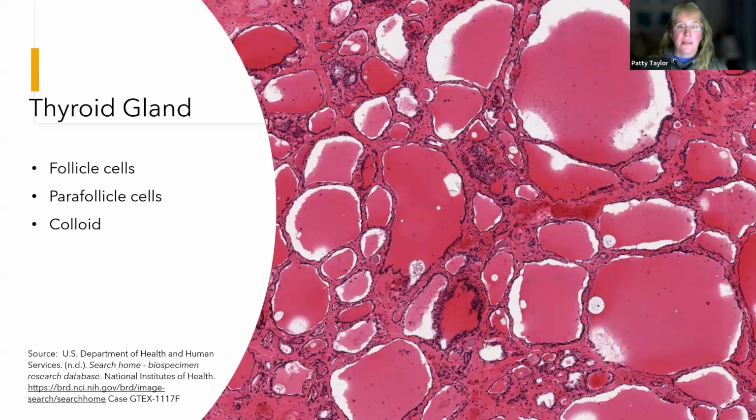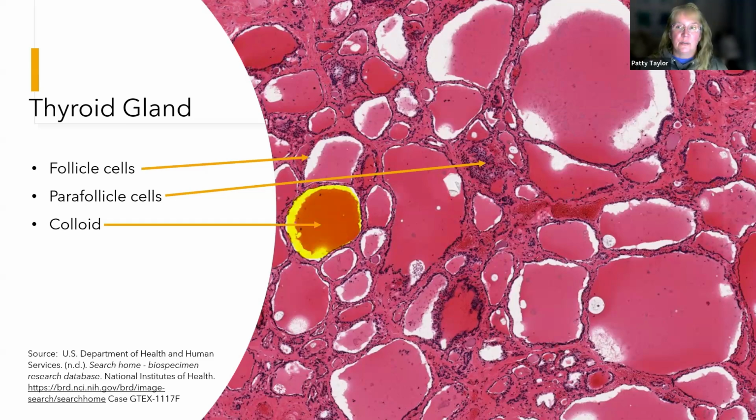So we're looking at the thyroid gland. This is a section through the gland. First, let's locate the follicle cells. The follicle cells surround the colloid. Now, the parafollicle cells are in the background. They do not surround the colloid. And that's because the follicle cells make thyroid hormones, T4 and T3, that are stored in the colloid.